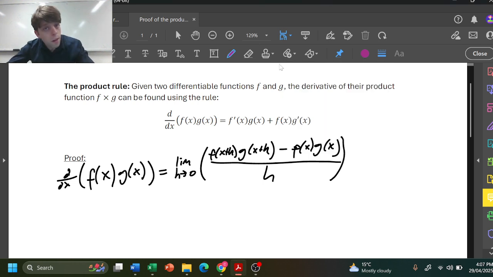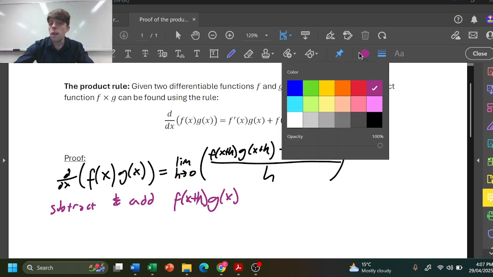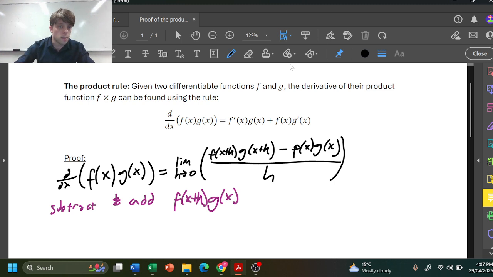And as with every other proof that we've looked at so far, there is a little trick that we're going to introduce. And in this particular case, the trick is we're going to subtract and add. So we're going to take something away and put it back again to the numerator. We're going to subtract and add f of x plus h times g of x. And as you're going to see in a minute, this is just going to make everything work out nicely.